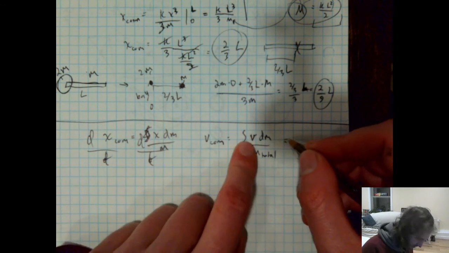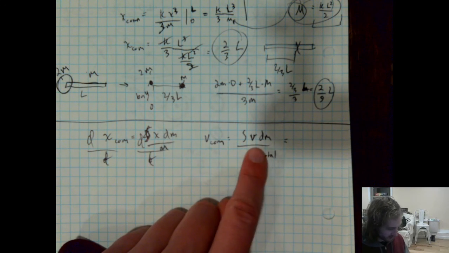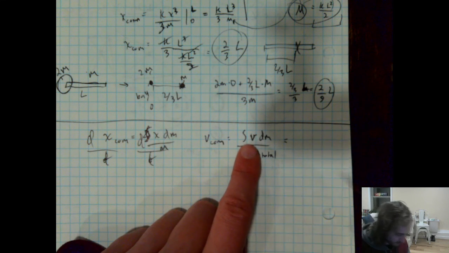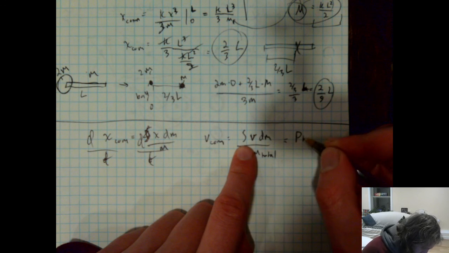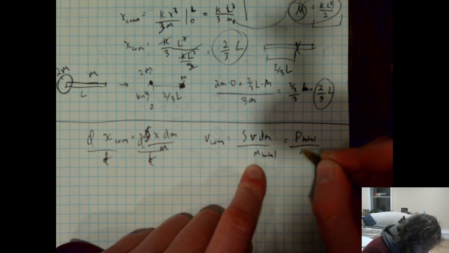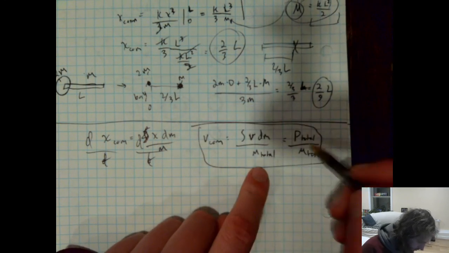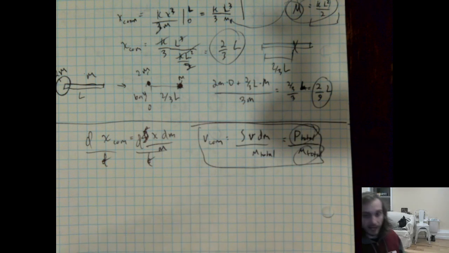Well, the summation of all our velocities and masses is just going to be the same thing as saying the summation of all our momentums, because mass and velocity is momentum. So this is going to be our total momentum. So if you're looking for the center of mass velocity, it's just going to be equal to your total momentum divided by your total mass.